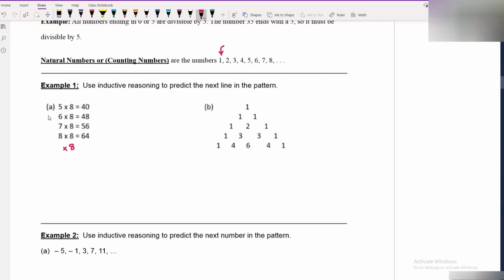In the first column, we have 5, 6, 7, 8. You can see that we added 1. So 5 plus 1 is 6, 6 plus 1 is 7, 7 plus 1 is 8, and 8 plus 1, here I should have 9. So 9 times 8, our answer is 72. This one is increasing by 1.